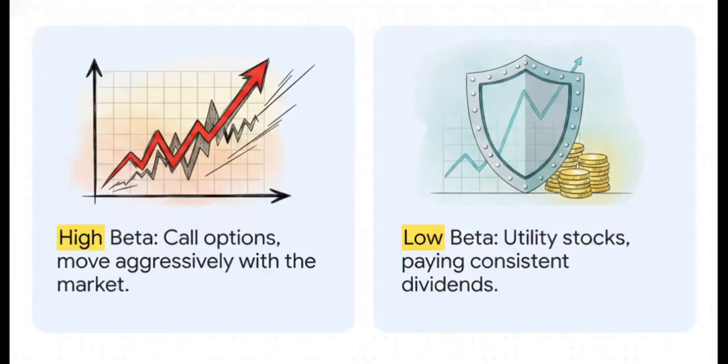Let's ground this in the real world for a second. On the high beta side, you've got instruments like call options, moving super aggressively with market trends. Then, on the low beta side, you've got utility stocks. Now, utility stocks behave almost like bonds, right? They pay consistent dividends, and their business isn't massively dependent on the economic cycle. They are still stocks, so they definitely feel the market's pull, but their beta stays incredibly low.